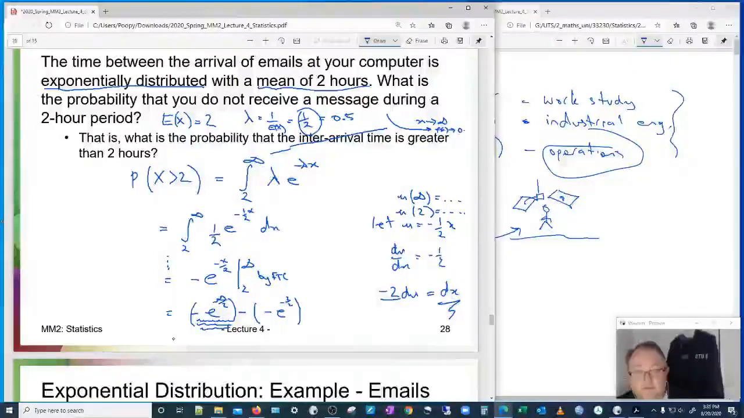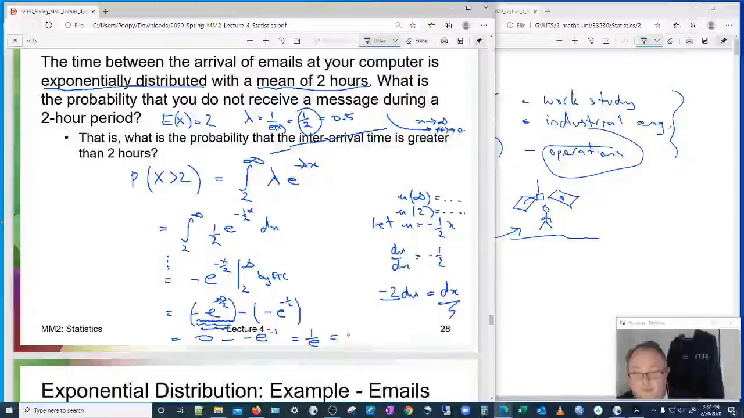It's going to become 0. So we'll end up with 0 minus e to the minus 1, which is simply 1 over e.